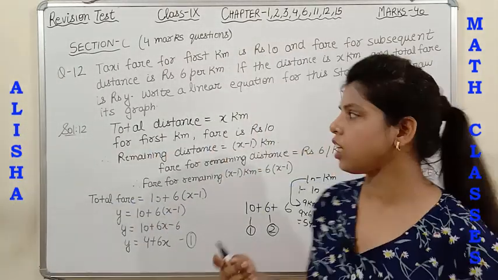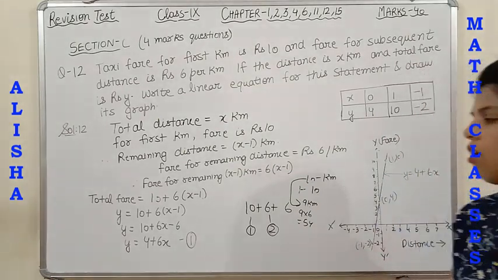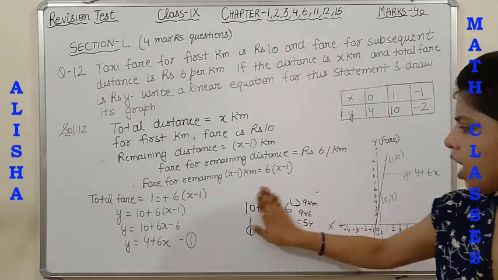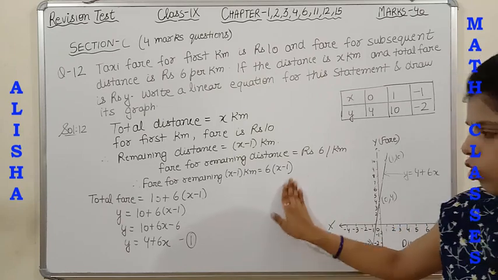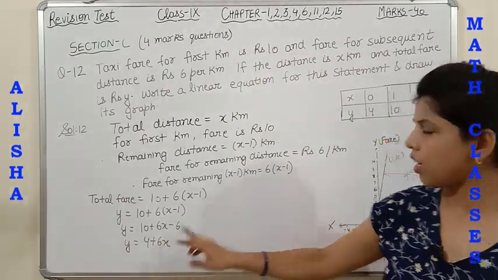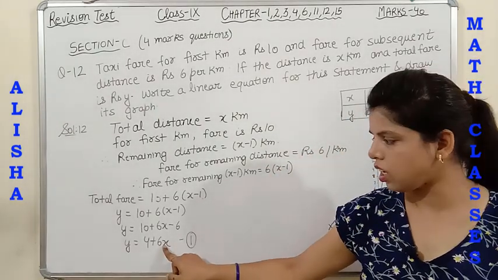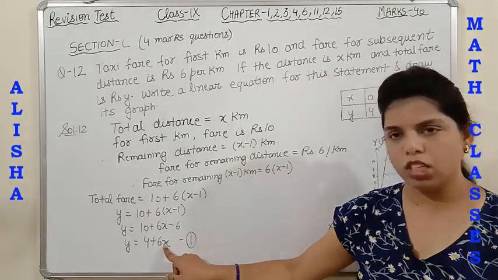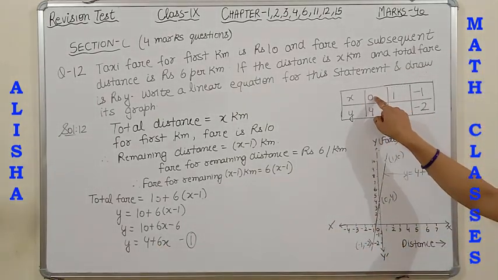Now we have to find out the linear equation, as well as we have to draw the graph also. For the graph, I hope that all of you know how to draw the graph. So whenever you have to draw the graph, you have to take any value of x or y. So I have taken, first of all, x is equal to 0. If I put x is equal to 0 here, 6 into 0 will become 0. So value of y is equal to 4. So I have just put here x is equal to 0.